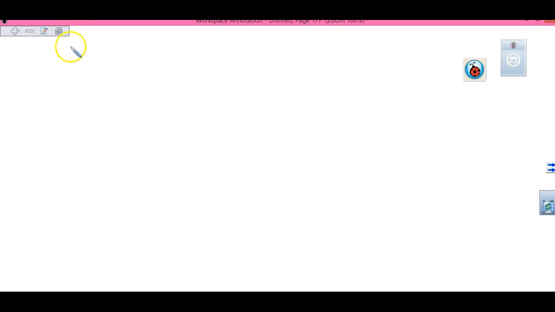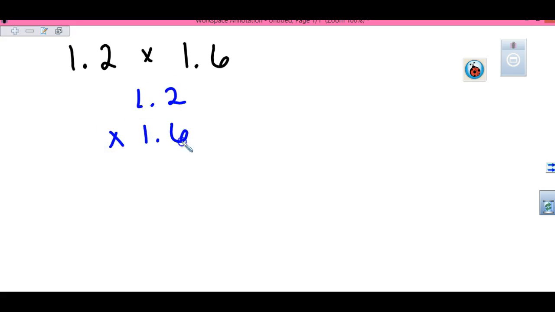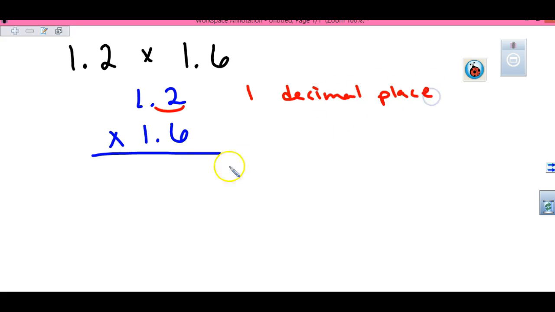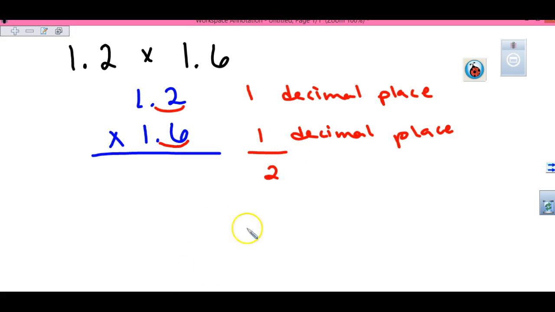Let's multiply a decimal by a decimal. 1.2 times 1.6. So if we write these vertically, 1.2 times 1.6. How many decimal places in 1.2? 1 decimal place. How many decimal places in 1.6? 1 decimal place. So in total, how many decimal places? 2. So let's multiply, but keep in mind that we've got 2 decimal places.